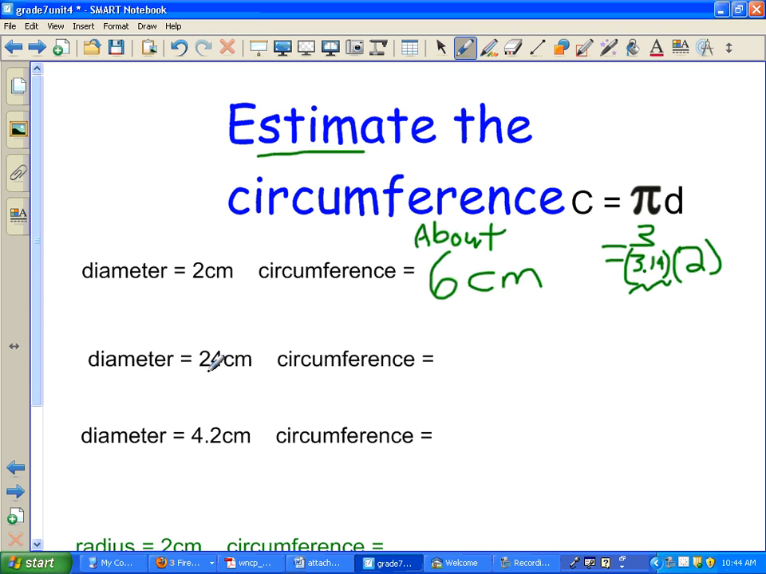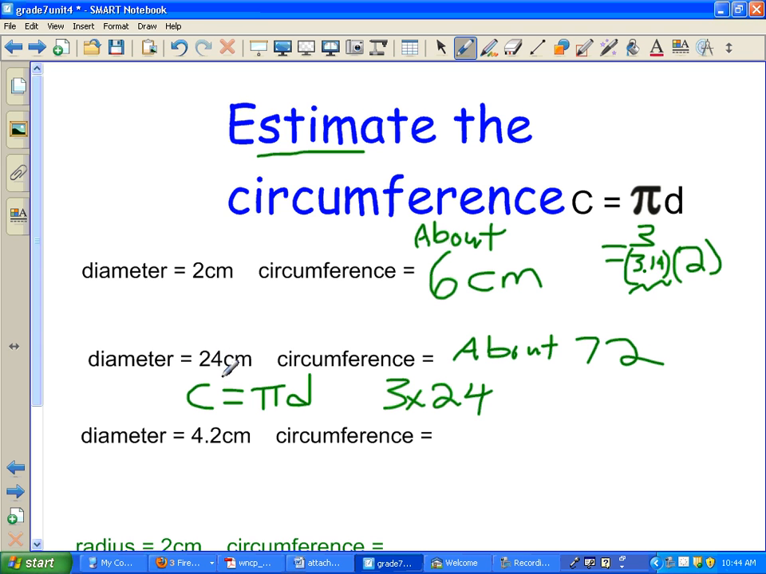Again, we're given the diameter of 24. We want to know the circumference. So the circumference is pi times d. The diameter is 24. Pi is about 3. So 3 times 24. And our answer will be about 72. So it's all about just putting in what we know into the formula. We know the diameter, so put 24 in for d.